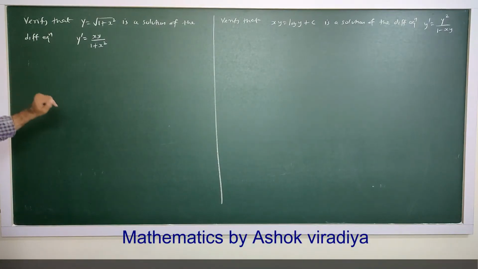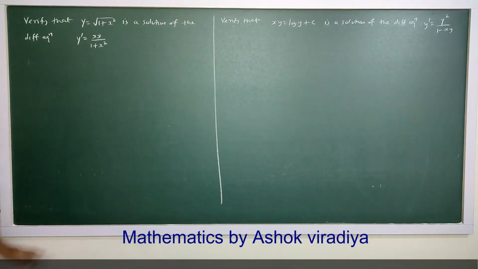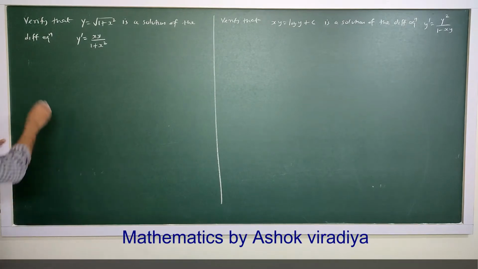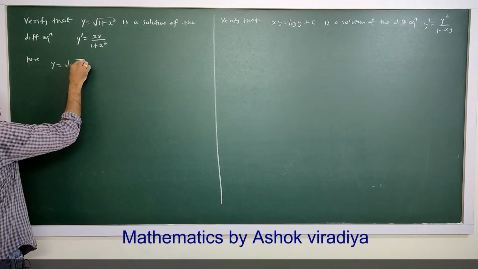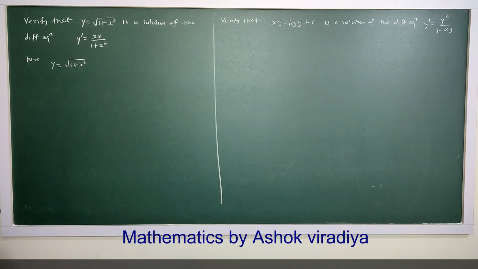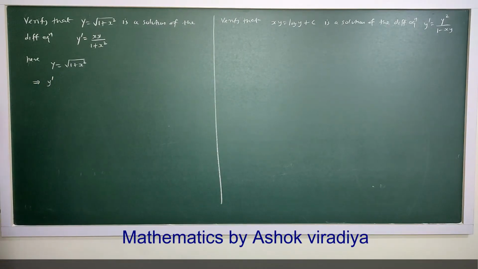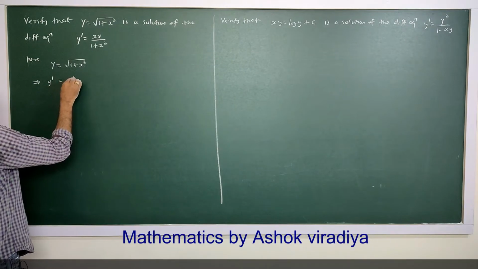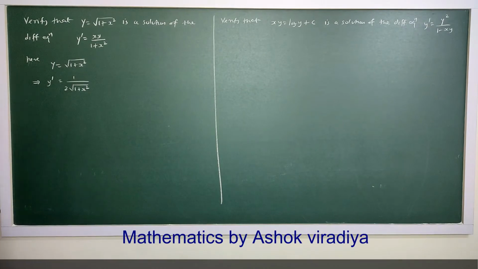Verify that y equal to root 1 plus x square is a solution of the differential equation y dash equal to x into y upon 1 plus x square. Say here y is equal to root 1 plus x square. Differentiating with respect to x, the derivative of y is y dash, it is equal to 1 upon 2 root 1 plus x square into 2x. So the value of y dash is obtained.